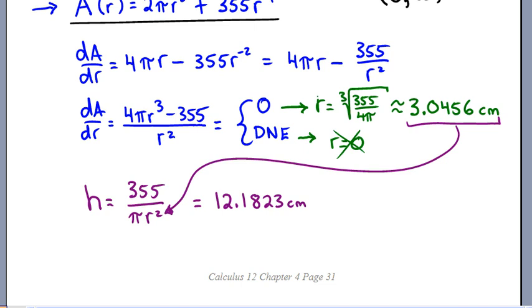Now, if you look back at the top of the question, it said, go and find the height. This was the one thing that they wanted. So you always want to make sure you're answering their question, right? And so that was their question, and there's the answer for it.